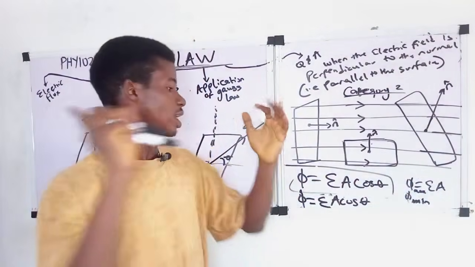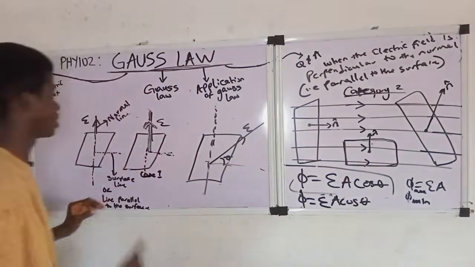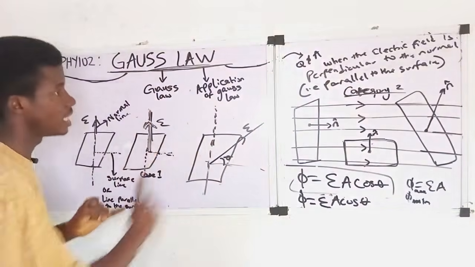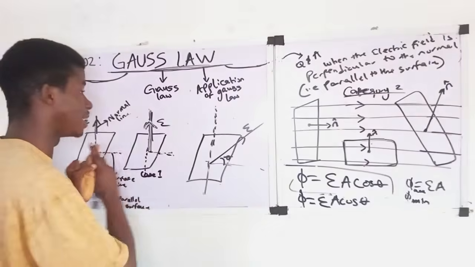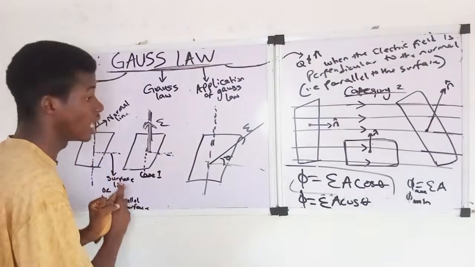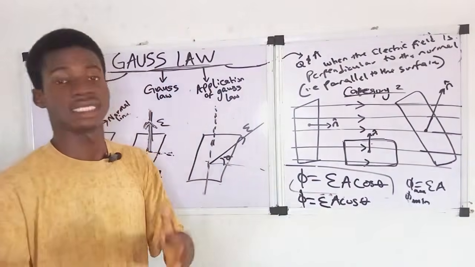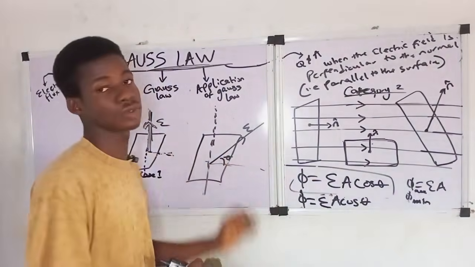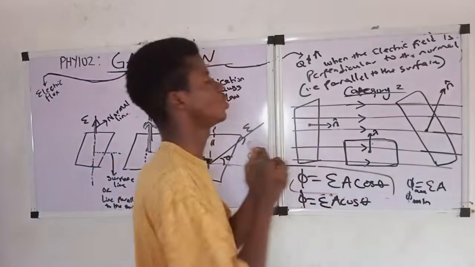So in summary, electric flux is maximum when the electric field is parallel to the normal. It is minimal, that means it is zero, when the electric field is perpendicular to the normal. Then electric flux is equal to EA cos theta when the electric field is at an angle. Okay, so that is just it.